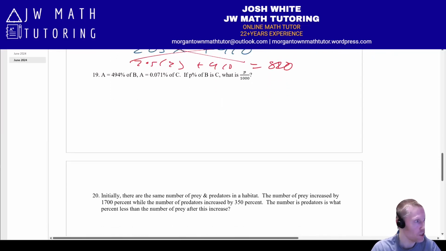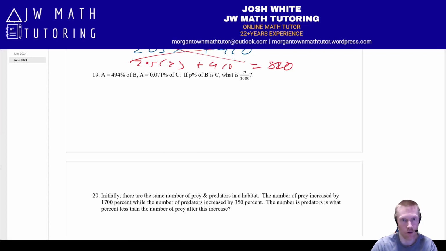Next up, we have a question dealing with percentages. We've been seeing a lot of these similar questions on the SAT where it's relating A to B and then maybe B to C or A to C, and then eventually they ask to relate the other two variables. And once you get the number relating B and C, you then have to divide it by 1,000. But it's actually not that bad to do.